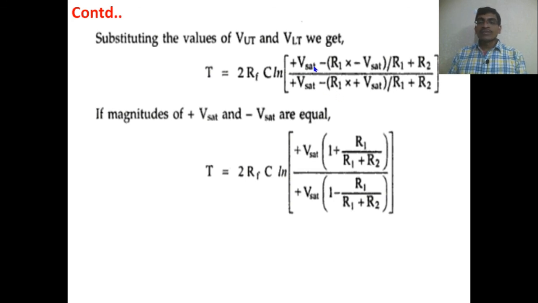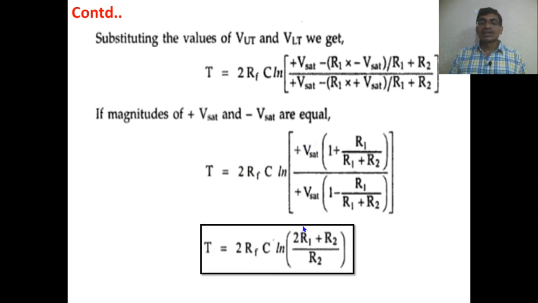Here we have just taken the V saturations as common, therefore these two V saturations will get cancelled. Thereafter, the equation can be simplified as T is equal to 2 RF C ln of 2 R1 plus R2 by R2. This is the total time period of the square wave generated by the square wave generator. If you take f is equal to 1 by T, then you can get the frequency of oscillations too. Therefore, the frequency of oscillations f is equal to 1 by 2 RF C ln of 2 R1 plus R2 by R2.